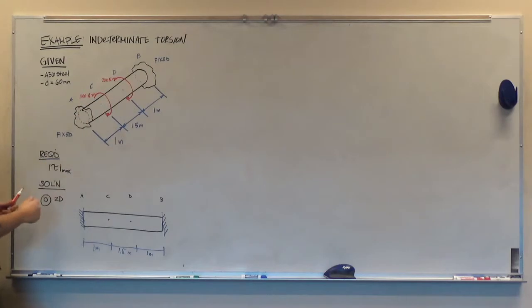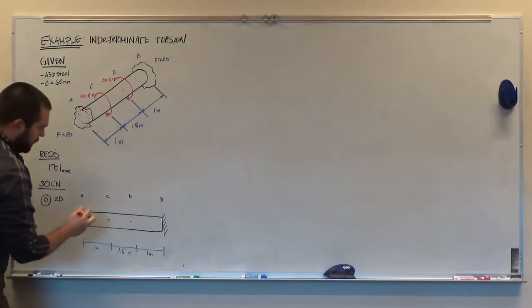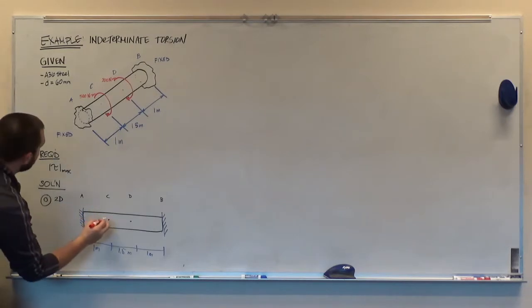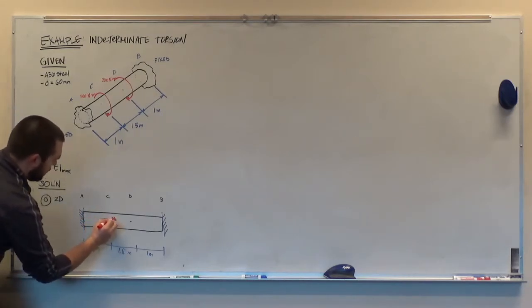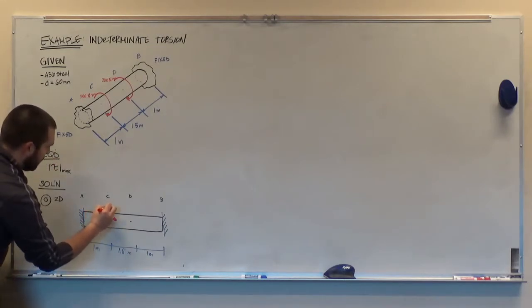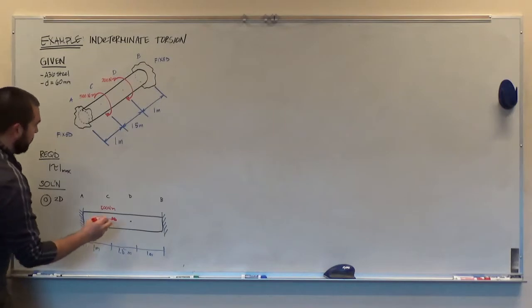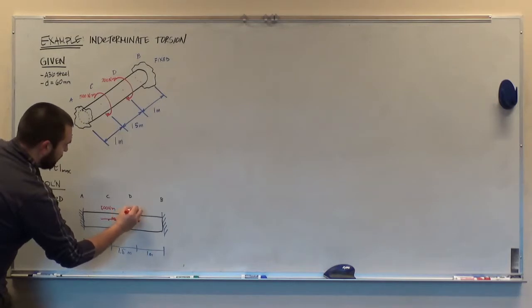So my two-dimensional moment vector is going to be pointed to the right. So at each of these points of torque application, I'm going to have a double-headed vector pointing to the right, and we get 500 Newton meters at point C, and we have 200 Newton meters applied at point D.